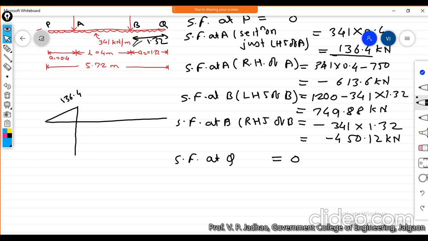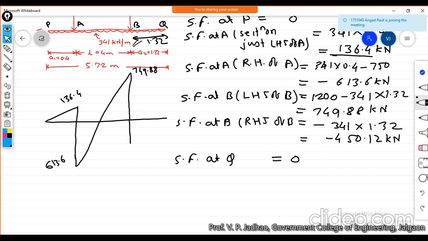The next is minus 613.6. Here again we have plus 749.88 kilonewton. We can join these 2 points, and here the shear force is minus 450.12. So this is negative, this is positive, and this is negative.